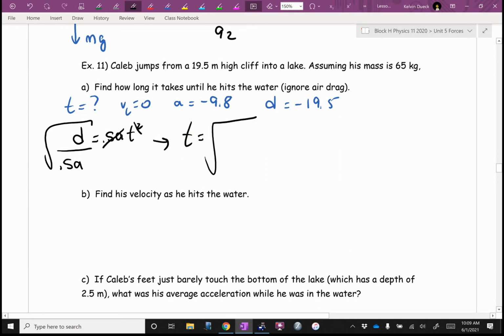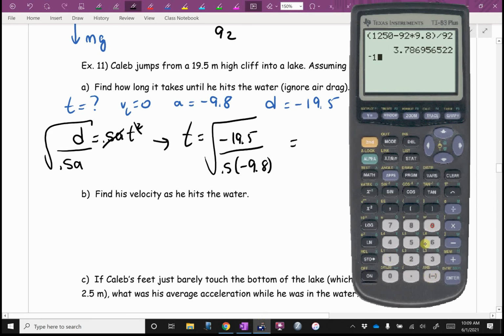Oh, it's going to be negative 19.5. 0.5. It's going to be almost exactly, I think, 1 second.